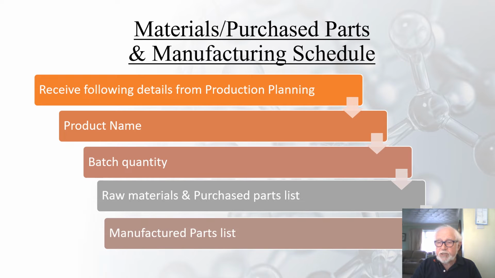The list on this slide must include all materials and purchased parts needed to make the product. The details will normally be prepared by a computerized materials requirements planning program. It is essential that the correct information on this slide has been entered into the computer program. Otherwise, it's GIGO, garbage in and garbage out.